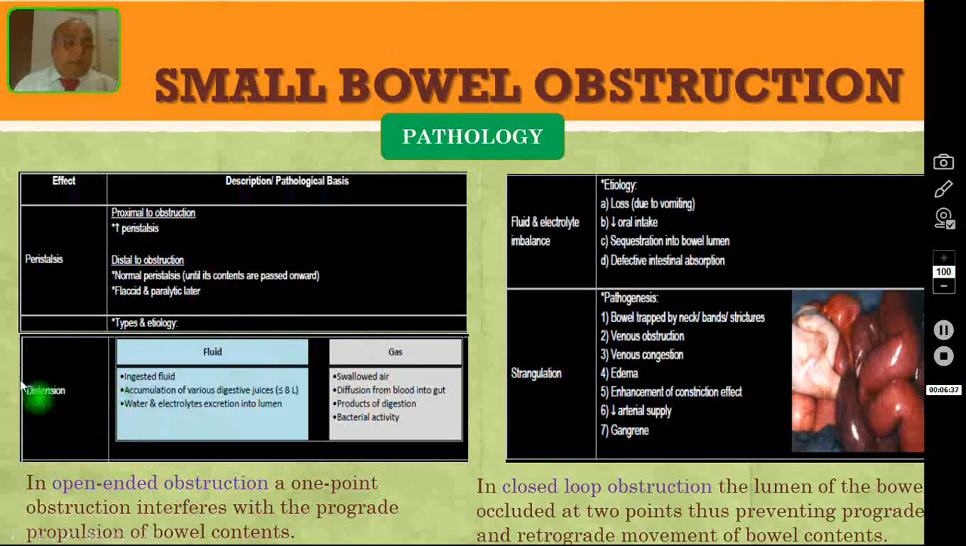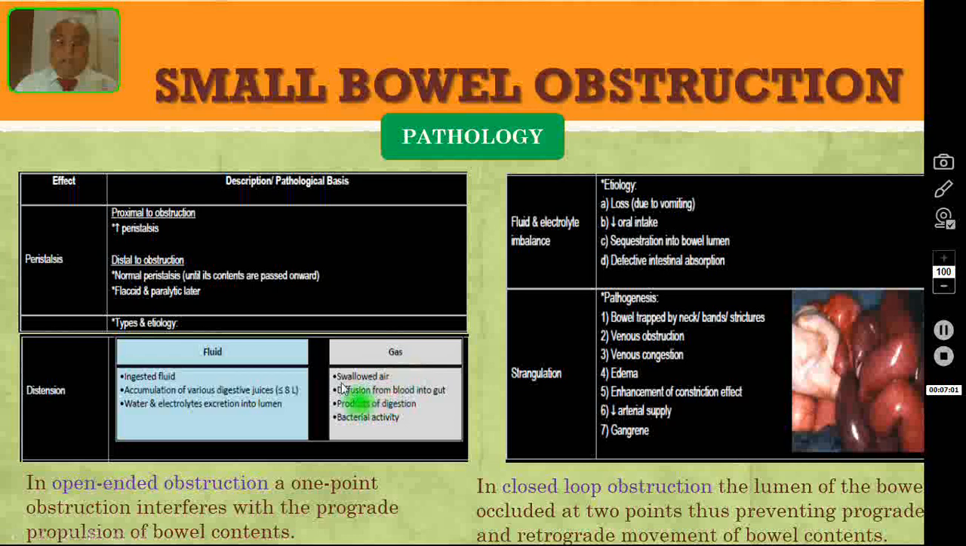Regarding the distension of the abdomen in small bowel obstruction, it is because of enormous accumulation of both fluid and gas. Fluid is accumulated from the ingested fluid, or the accumulation of digestive juices, or the water and electrolyte excretion or secretion into the lumen.